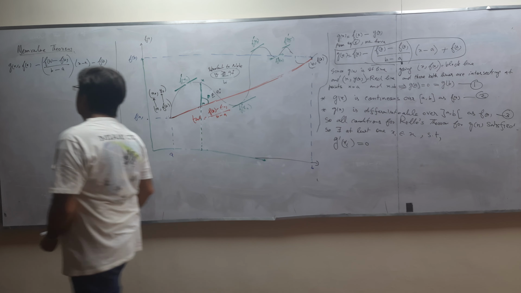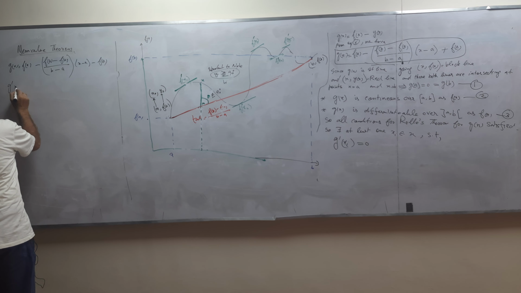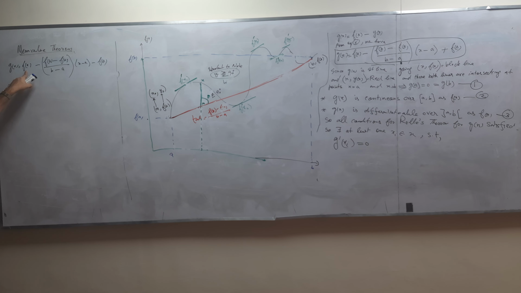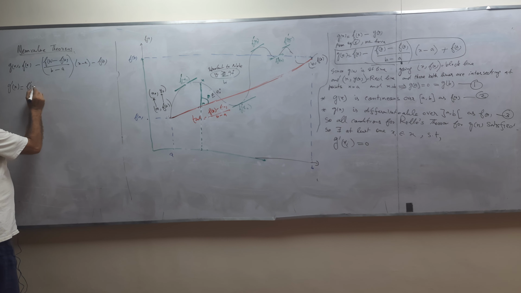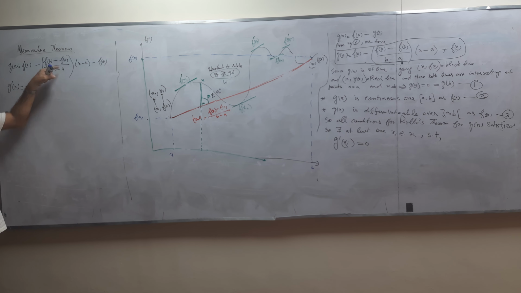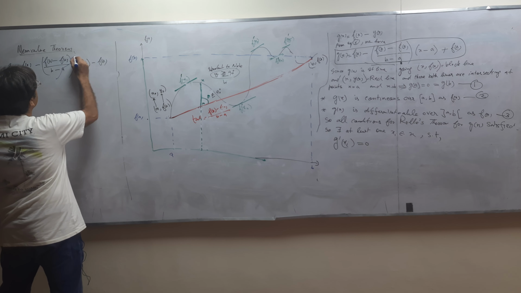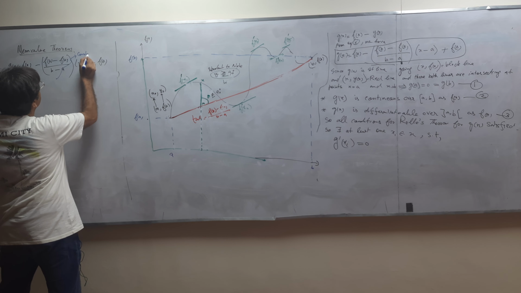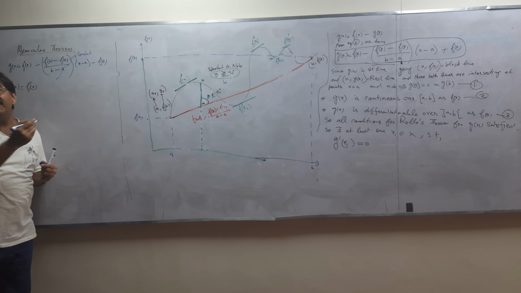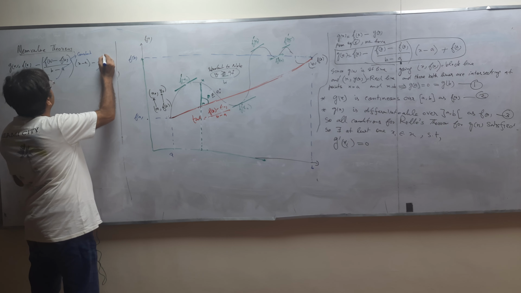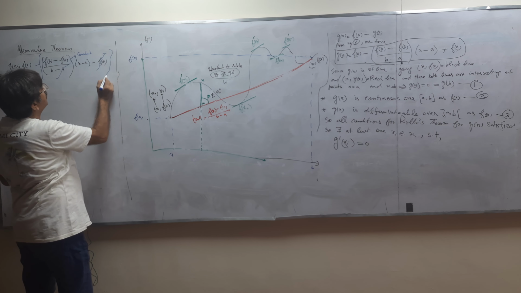And what will be the derivative g dash x? When we take the derivative of f(x), that will be equal to f dash of x, f prime x. This is constant. But it is multiplying. So that's why this is minus. Sorry, I should.